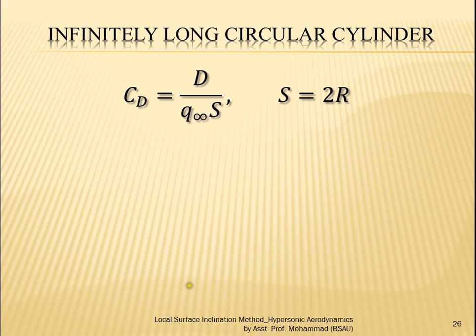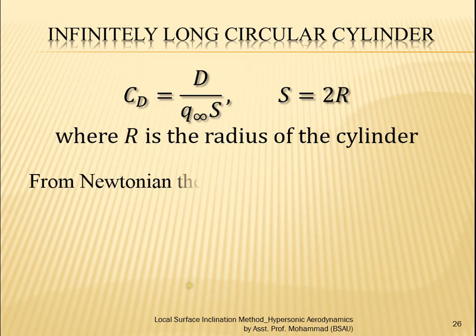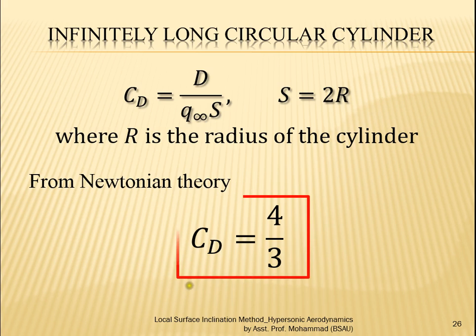If it is infinitely long, the area that the flow is actually affecting is 2r, where r is the radius, multiplied by the length, which is infinitely long. So we take the length as 1, and then we get CD equal to 4 by 3. Students can derive this themselves, but I'm just giving some idea about how to do this. We can remember that for the infinitely long cylinder, the coefficient of drag is 4 by 3.